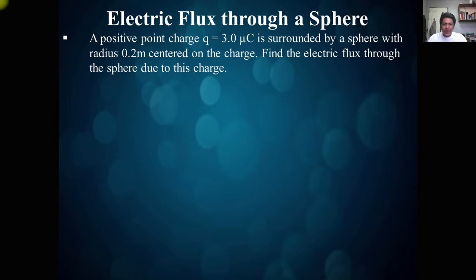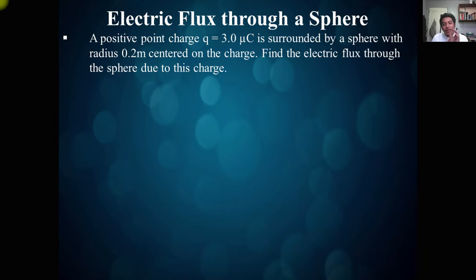So another example here: a positive point charge Q equals 3.0 microcoulomb is surrounded by a sphere with a radius of 0.2 meters centered on the charge. So meaning to say, we have a sphere, and inside the sphere we have a positive point charge, Q equals 3.0 microcoulomb. Inside the sphere, we have a charge.